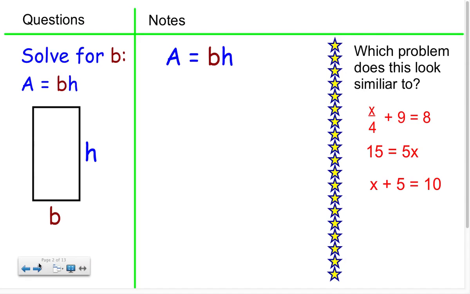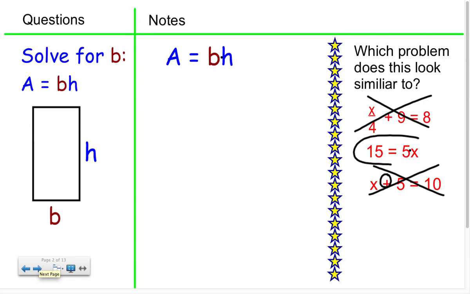So if I look at my possible equations on the right, my top one says x over 4 plus 9 equals 8. Well, if I look at my equation a equals bh, we don't have anything with a fraction. So I'm going to get rid of that one. The next one is 15 equals 5 times x. Well, we've got 5 times x, and we know this is b times h. That's possible. Let's check out the last one, though, first. x plus 5 equals 10. So this one we have adding. We don't have any adding in our area equals base times height, so I'm going to X that one off. And that must mean that this equation is most similar to that one.